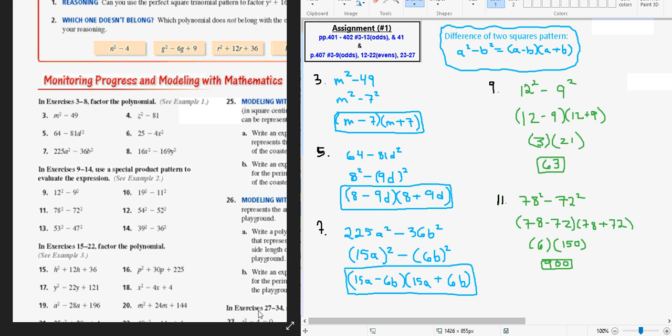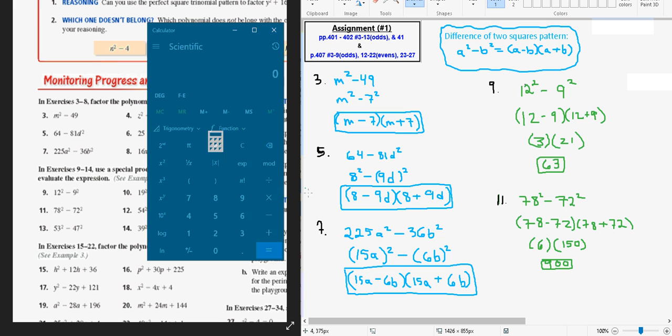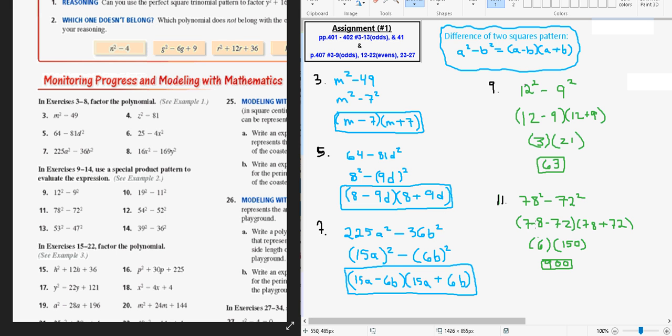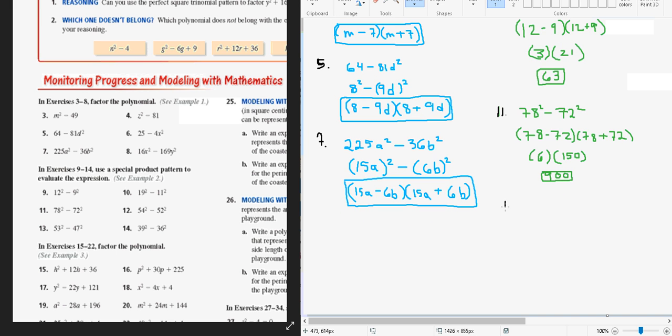I don't mind if you want to pull out a calculator just to double check yourself and do 78 squared minus 72 squared. That's fine. You should still get that same answer, but please, please, please use that difference of two squares pattern. All right, so moving on, number 13. Number 13, we've got 53 squared minus 47 squared.